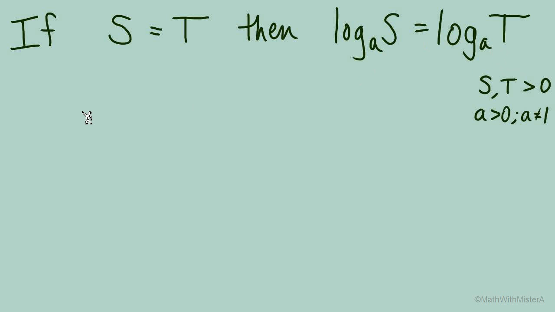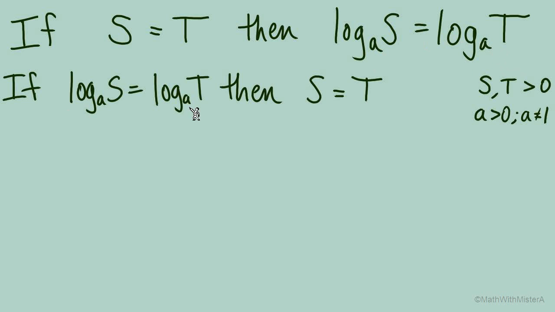And it works the opposite direction. If we're looking at two logs that are equal using the same base, we can drop those logs and we're left with another valid equation, s equals t. And to handle the technical aspects, s and t both have to be positive. We don't do logs of negative numbers, and our base has to be a positive number that is not 1.